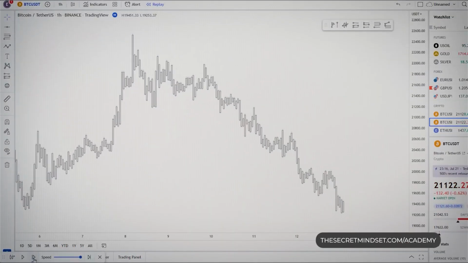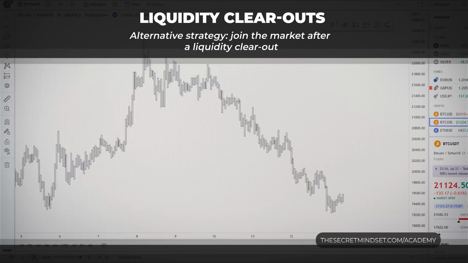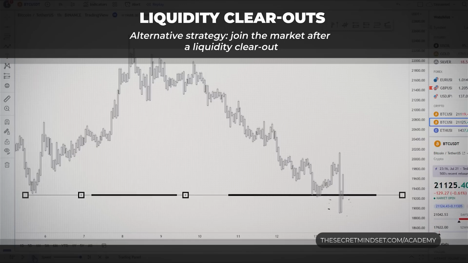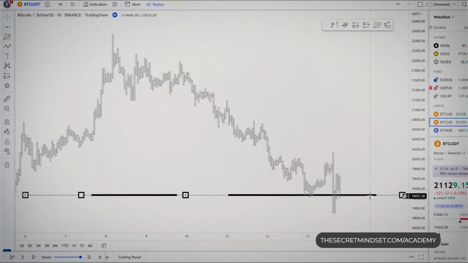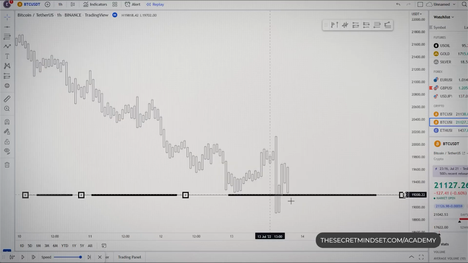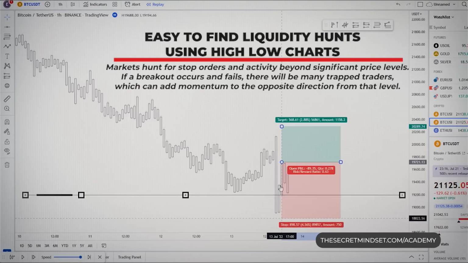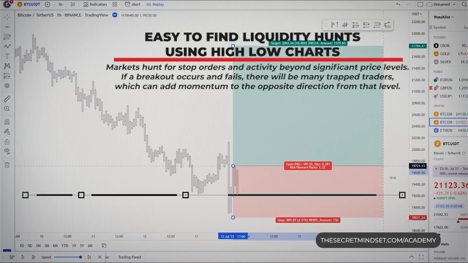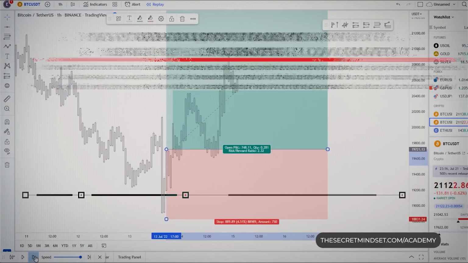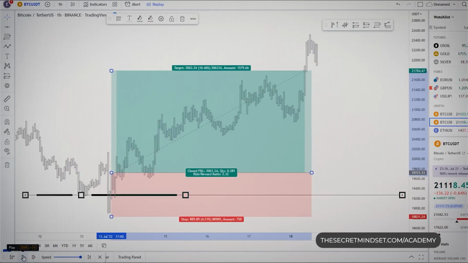Another great way is to trade liquidity clearouts in the direction of the main trend. If you watched my previous smart money manipulation video, you know I like to join the markets after a false breakout. Markets hunt for stop orders and activity beyond significant price levels. If this breakout occurs and fails, there will be many trapped traders, which can add momentum to the opposite direction from that level. The best trades of this type occur in the direction of the main trend.